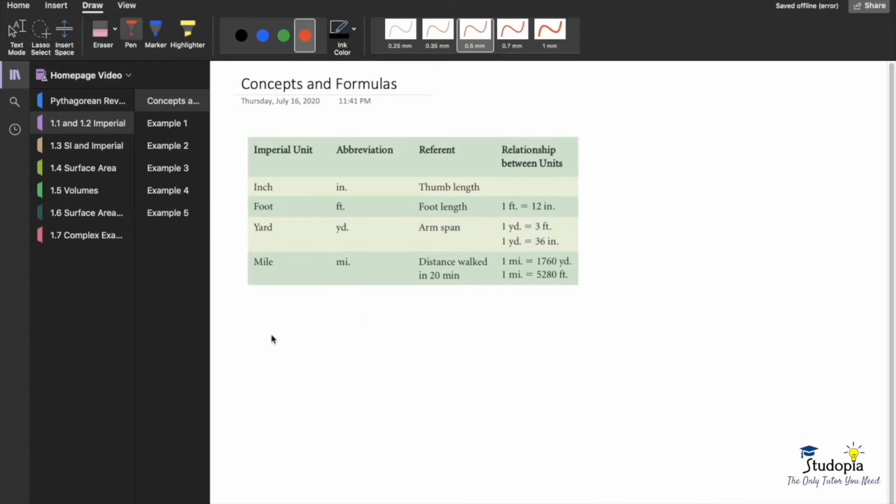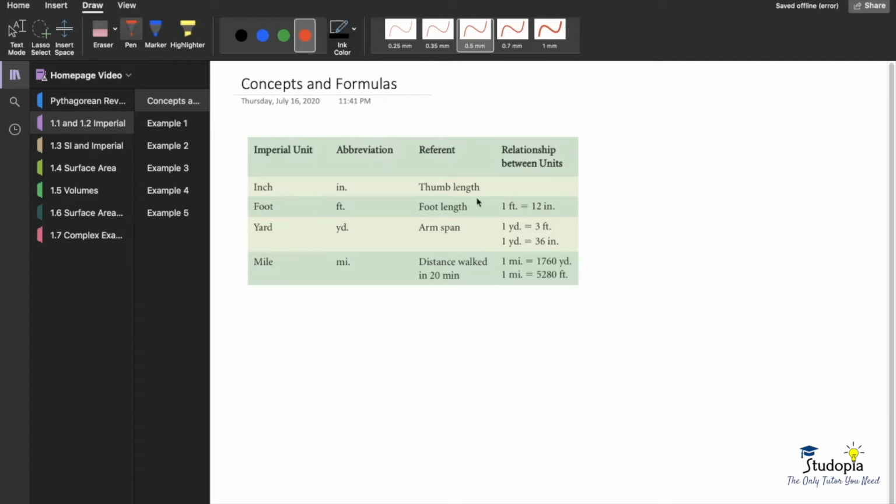So this is Unit 1 measurement for grade 10 math, and today we're going to do a quick concept and example on 1.1 and 1.2. So 1.1 and 1.2 is focusing on imperial units. Imperial units are units that are used by Americans, so inches, feet, yard, and miles.